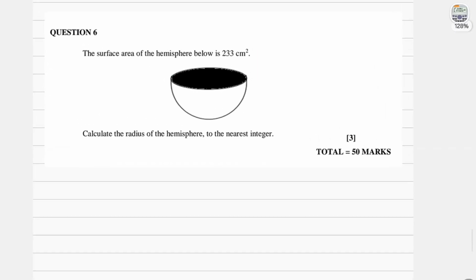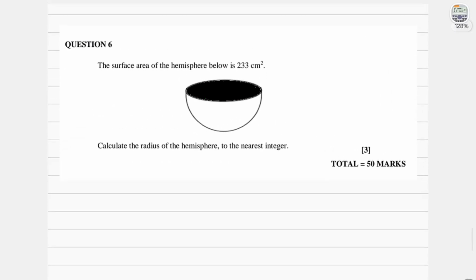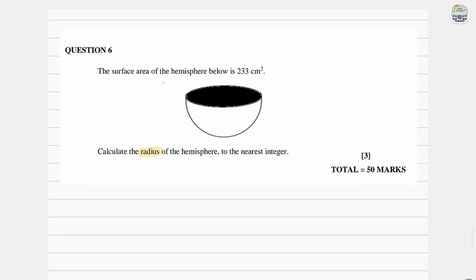Question 6, the last question for this paper, says the surface area of the hemisphere below is 233 centimeters squared. Calculate the radius of the hemisphere to the nearest integer. So they've given us the surface area of this hemisphere. Not a full sphere, but a hemisphere.